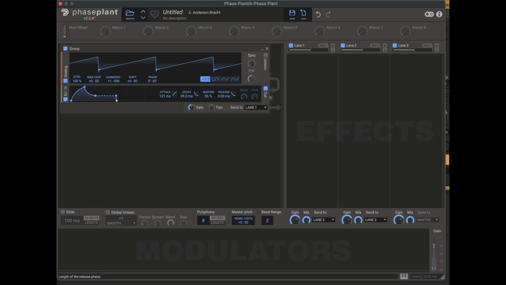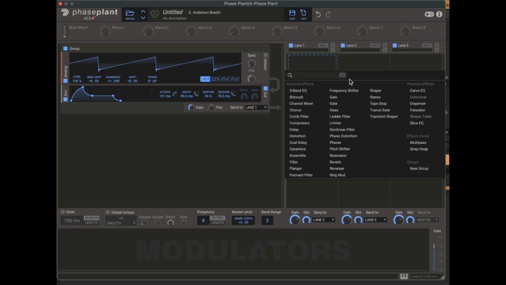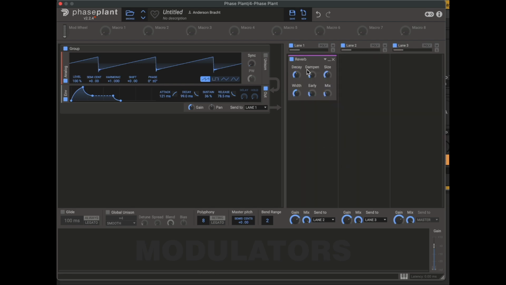Notice these gray arrows at the right side of this group. This indicates the signal path of the audio in this group. The sound goes from the oscillator to the envelope output, then to the effects lanes. With these lanes, you can insert effects after the audio signals that come from this generator section.